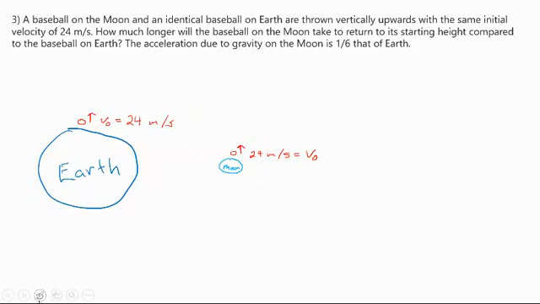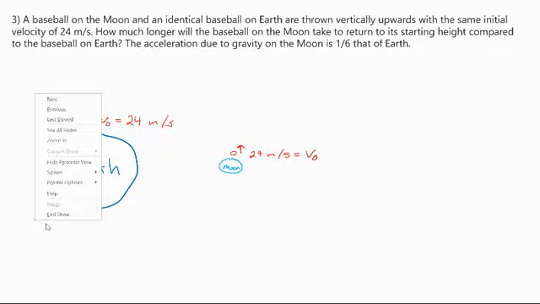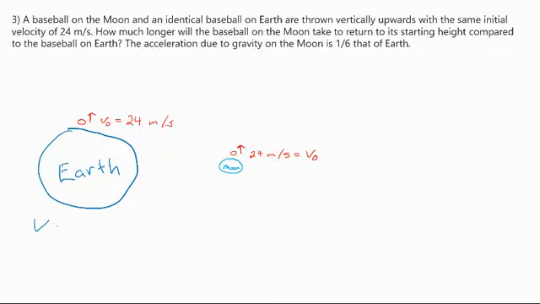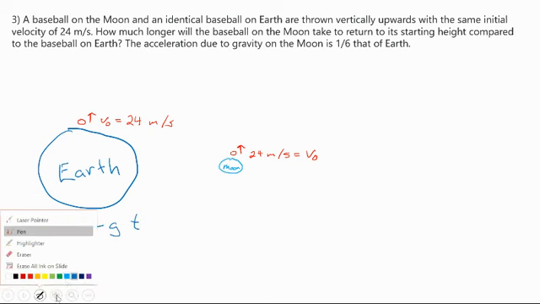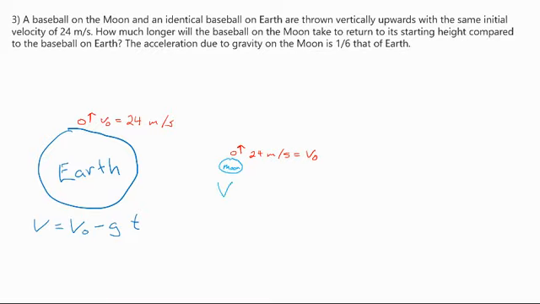So we're going to use the same equation for both. We've got to find the time. So remember, to find the time, we said V equals V naught minus G times T. We're going to do the same thing over here for the moon. V equals V naught minus G. Oh wait, it's not minus G. It's minus G divided by 6 over here, right? Because it's 1/6 that of Earth.